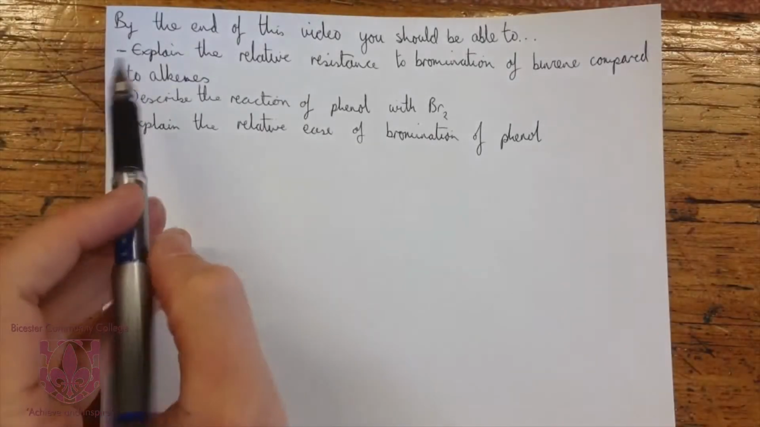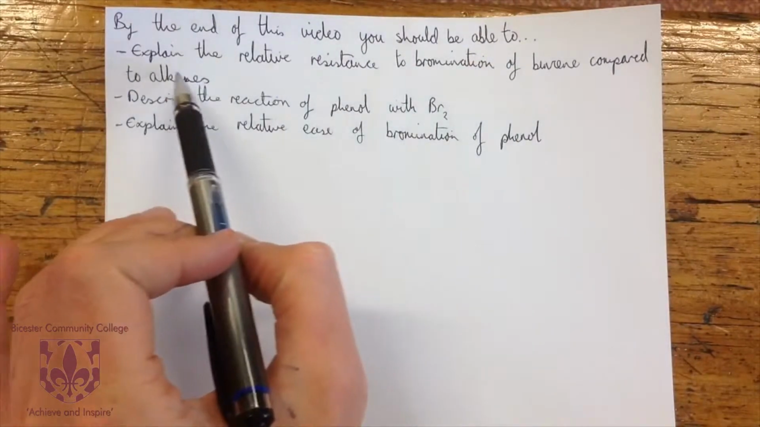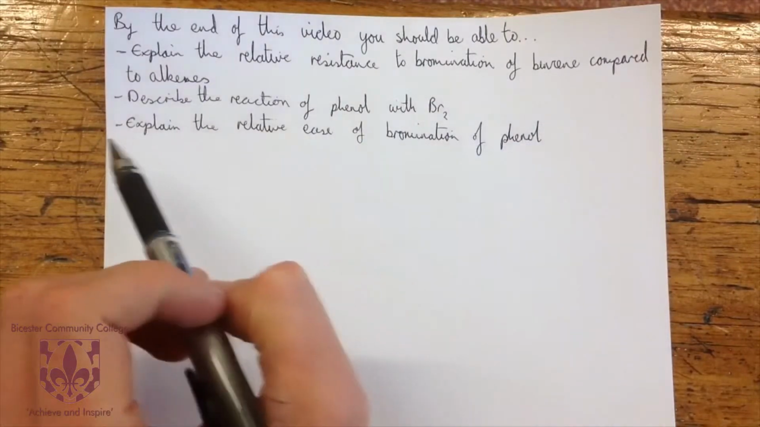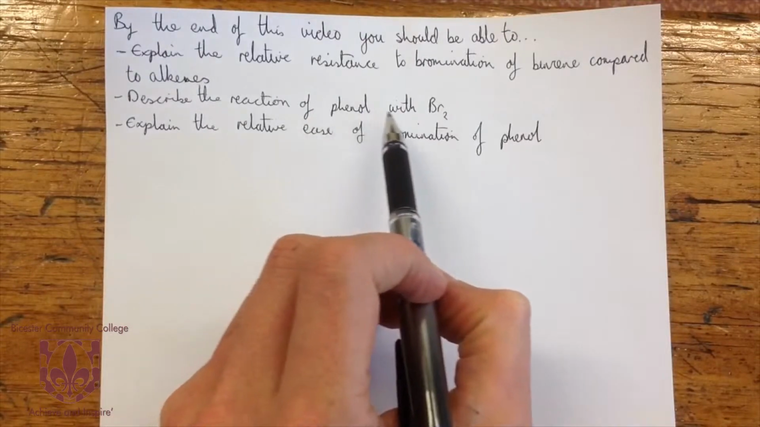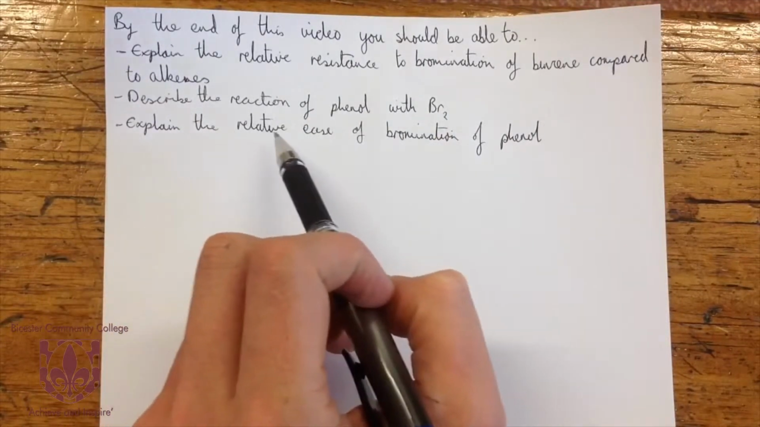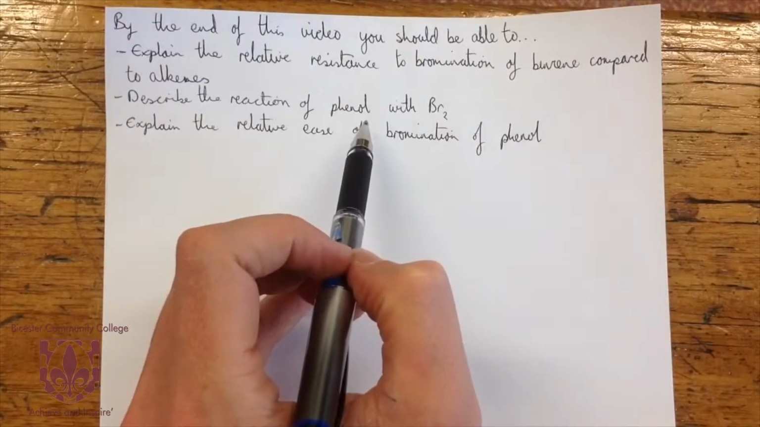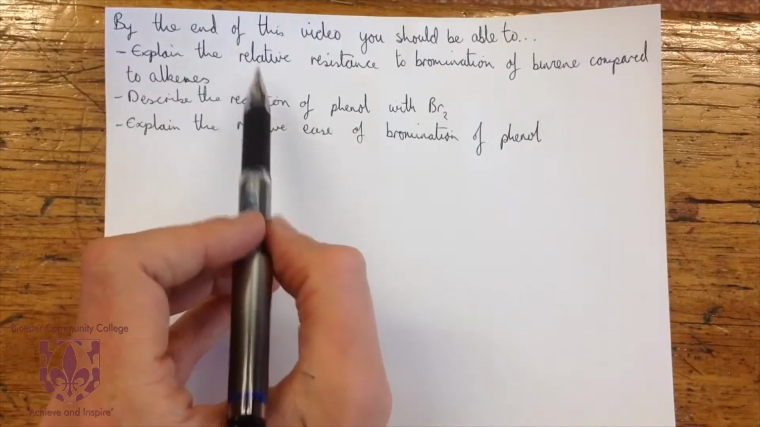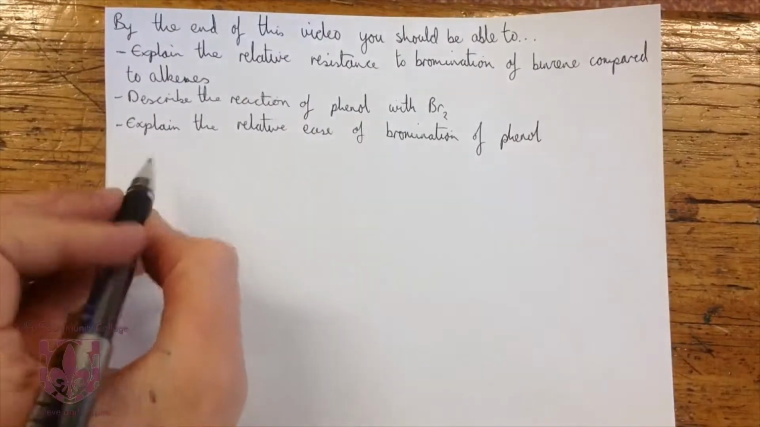Okay. By the end of this video, you should be able to explain the relative resistance to bromination of benzene compared to alkenes, describe the reaction of phenol with bromine, and explain the relative ease of bromination of phenol. Okay, so phenol, something we haven't met before. I'll explain that when we get to it. And so we're looking at this one first, and then something a bit further on.